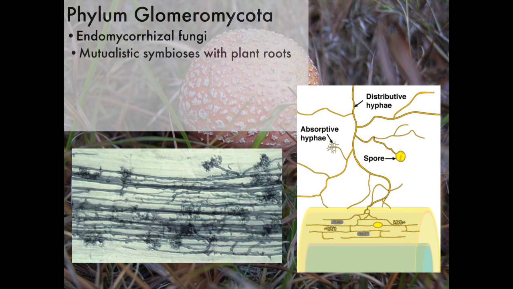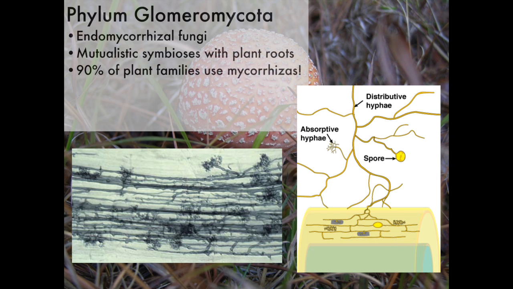So endomycorrhizal fungi have mutualistic symbioses with plant roots. And they're very common. In fact, 90% of the plant families that have been surveyed use these mycorrhizas to improve their mineral nutrition, to take advantage of the great surface to volume ratio of the fungi that enables them to explore the soil. There's only about 100 species of these glomeromycetes that are found in these plant roots.